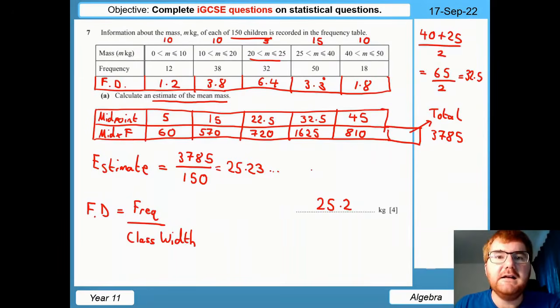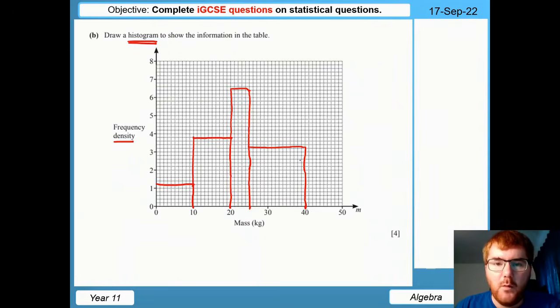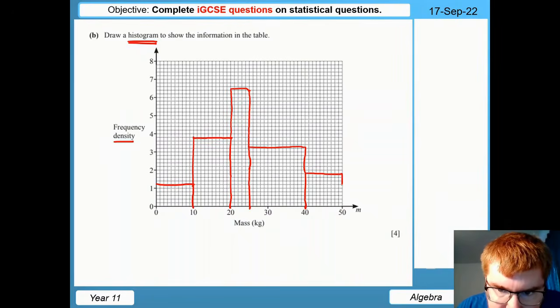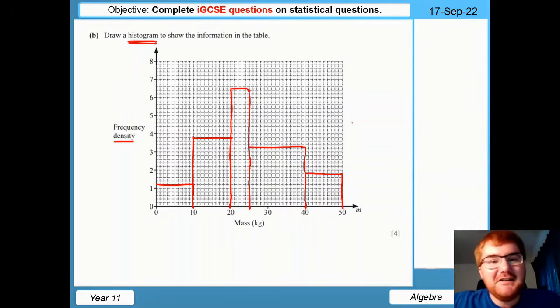And then the last part of the question, 40 to 50 at 1.8. Well, 1.8 is going to be here, and then we go straight across to 50 and downwards. Please don't spend time in the exam shading those in. That is all you need to do, of course, with a ruler to get all 4 marks.